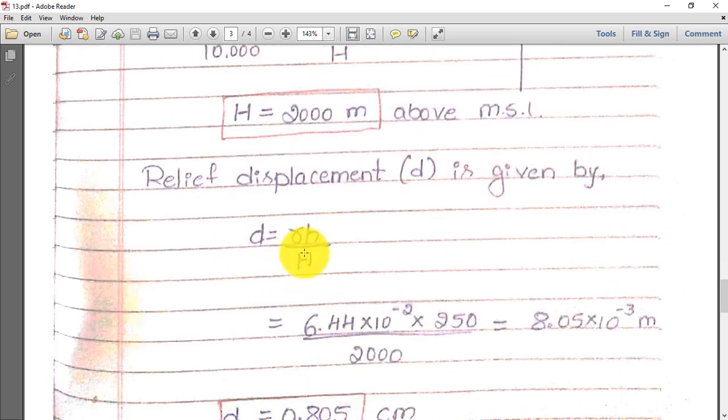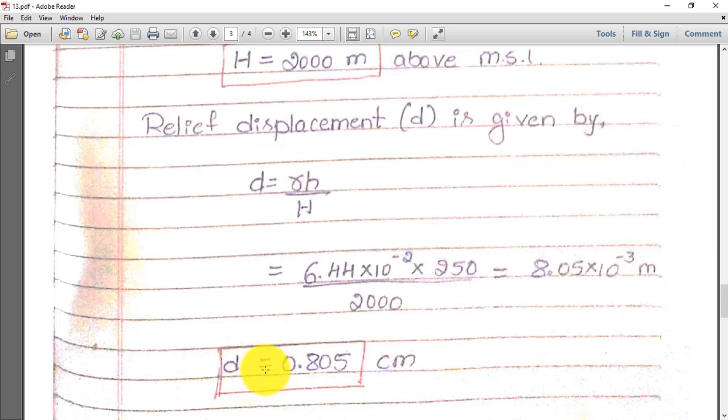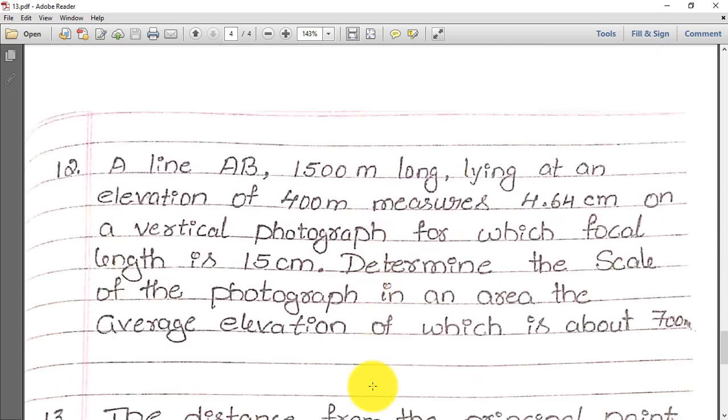So relief displacement D is given by D is equal to RH by capital H. Therefore R is equal to 6.44 into 10 power minus 2, small h is 250, capital H is 2000. So 8.05 into 10 power minus 3 meter. X inverse you do. Sorry, here x inverse is not required. It's not a scale, right? So D directly you can write in centimeter form. Usually we write small r, r naught and small d all in centimeter. Therefore D is equal to 0.805 centimeter.